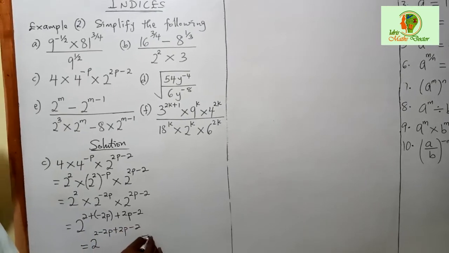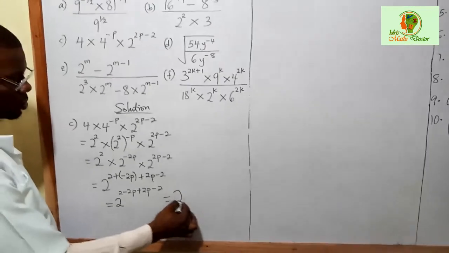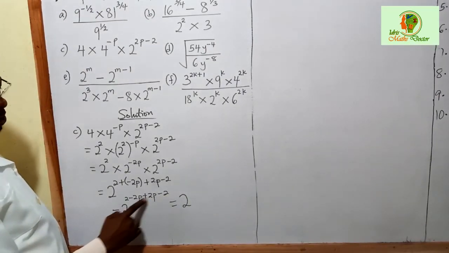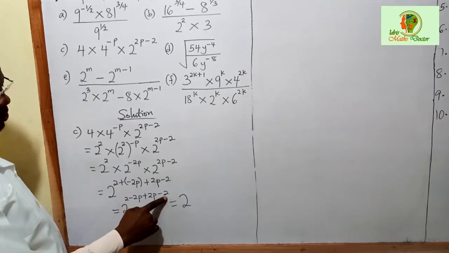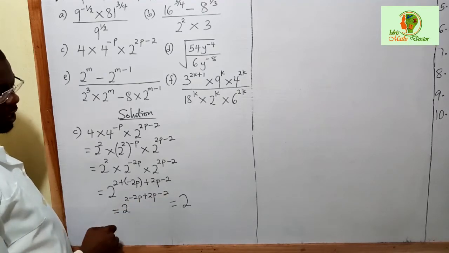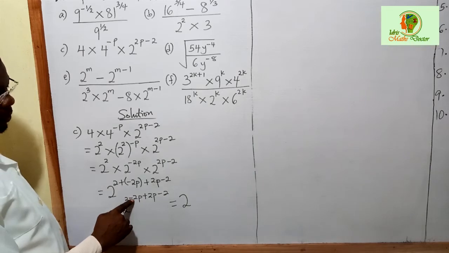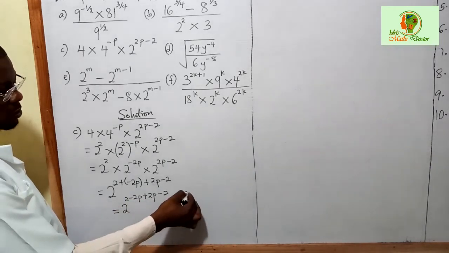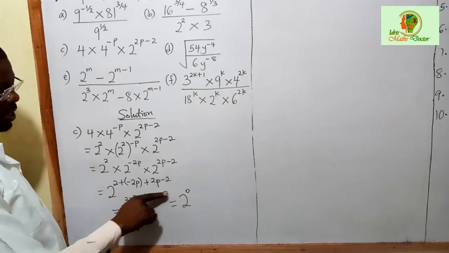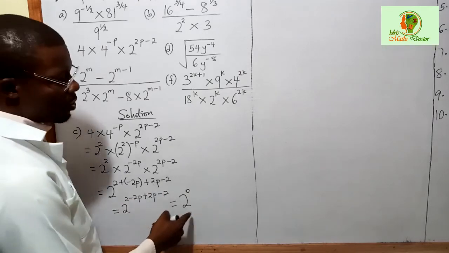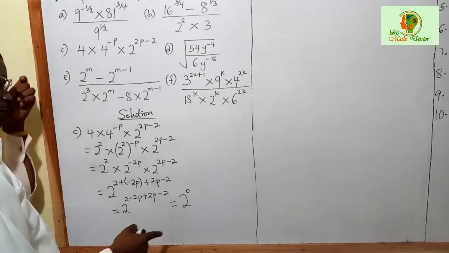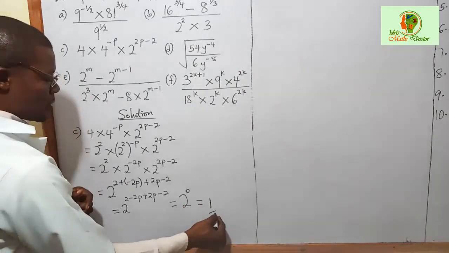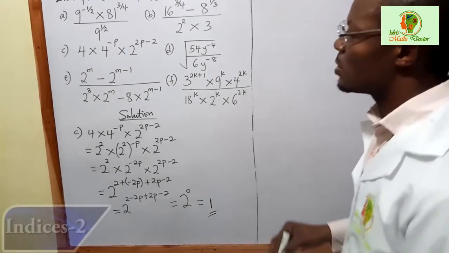And that will give us 2 raised to power 2 minus 2, because they are both constant, they are both like terms. 2 minus 2 will give us 0, and minus 2p plus 2p is also 0. So we have 2 raised to power 0. Everything here gives 0. Remember law number 3, anything raised to power 0 is what? Is 1. So the answer to this question is what? Is 1.